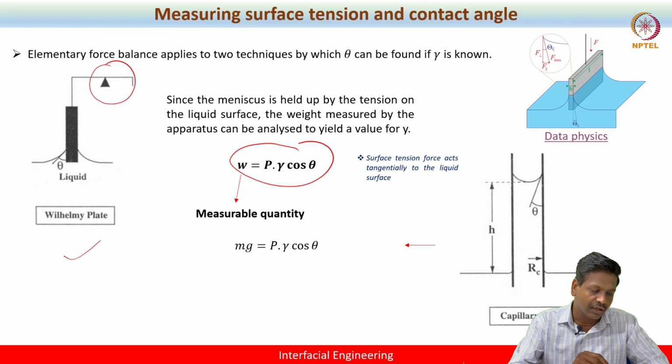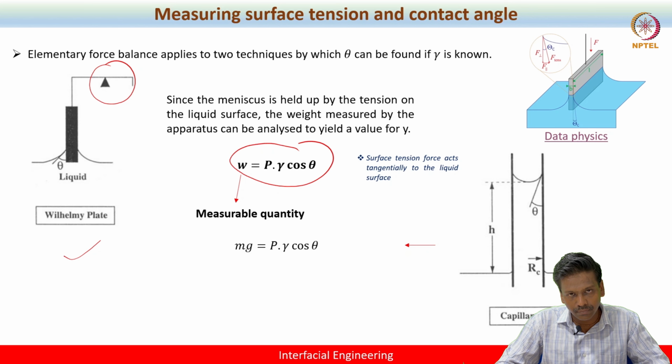Because this meniscus is held up by the tension on the liquid surface, the weight which acts on this plate will be recorded by the balance, which will again be compared with the reference weight. The change in weight that results out of this process is nothing but the surface tension. One can measure surface tension out of this. This is a simple force balance.